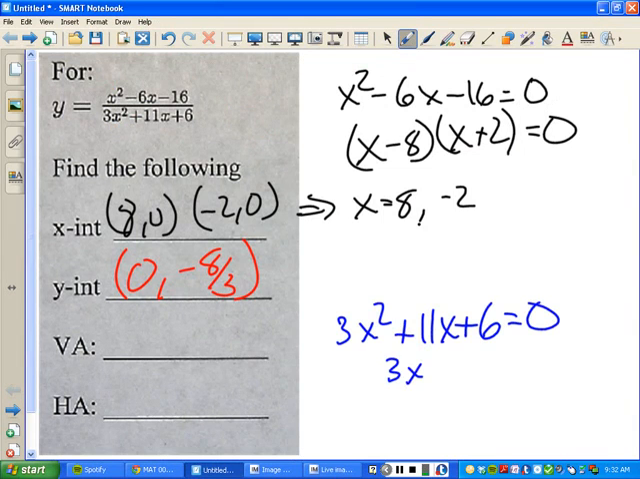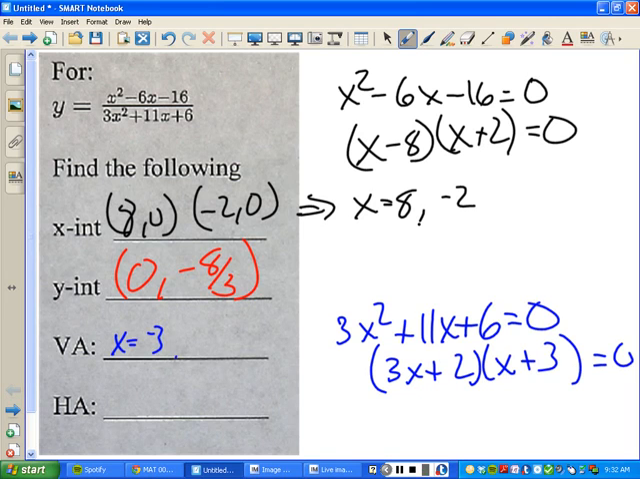You're going to get 3x and x, 2 and 3. Hopefully that gives you 11x. 2x and 3 times 3x is 9x, so it's 11x. So solving those two independently, you'll get x equals -3 and x equals -2/3.